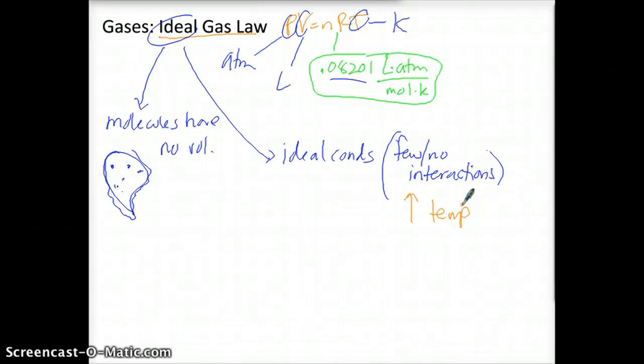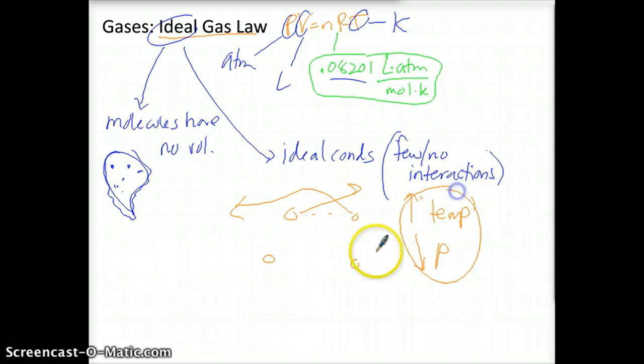So we want high temperatures for gases to be ideal, because that means the molecules are moving around so fast that they don't have time to interact with each other. And we also want very low pressures. Low pressures means we're not forcing molecules to interact. They can be very spread apart. They're not confined to a small space. So under these conditions is when a gas behaves most ideally.